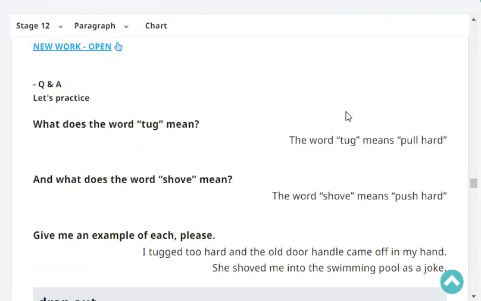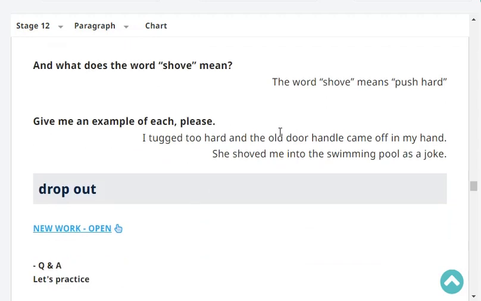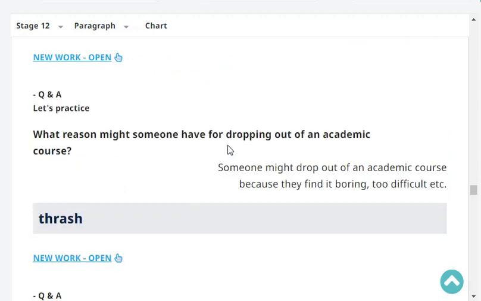What does the word tug mean? The word tug means pull hard. What does the word shove mean? The word shove means push hard. Give me an example of each, please. I tugged too hard, and the old door handle came off in my hand. He shoved me into the swimming pool as a joke. Very good.